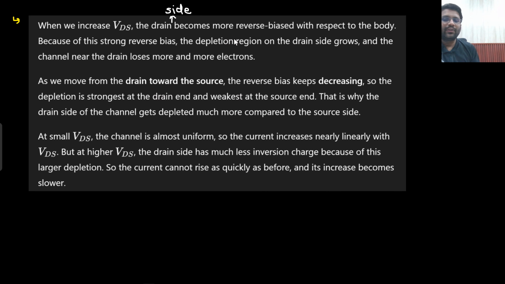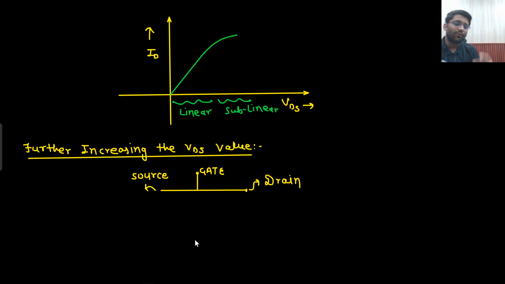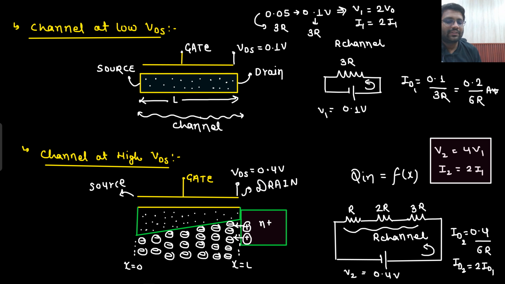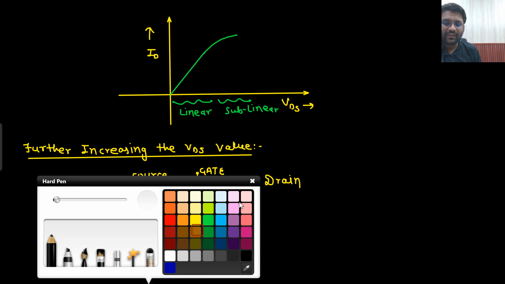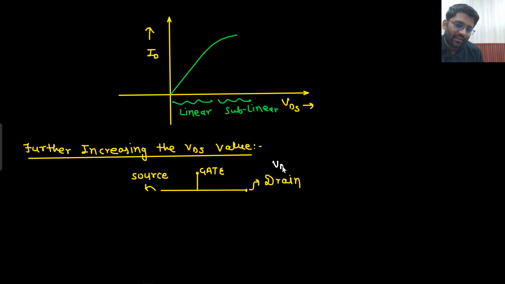Okay, the complete theory has been written here. I am not going to read it for you. You can read it on your own and you will be able to understand every single line. Okay, now what we are going to do, we are going to further increase the reverse bias, or you can say further we are going to increase the VDS value. Let's just say VDS we have made 0.8 volt.